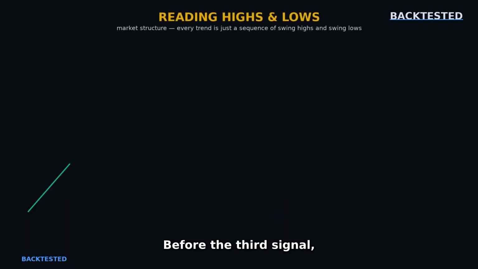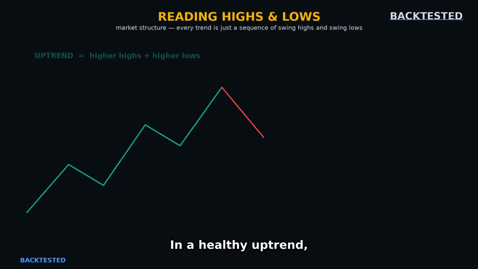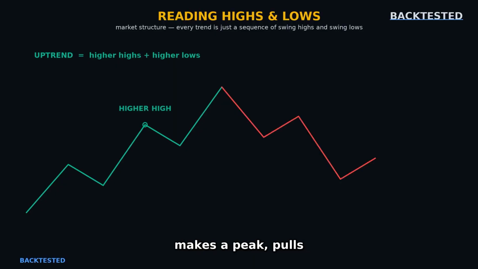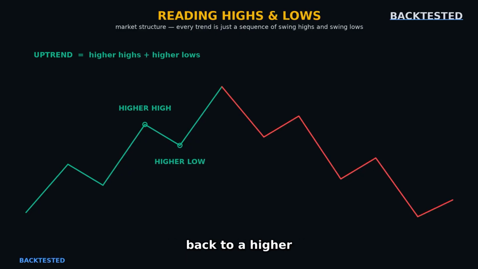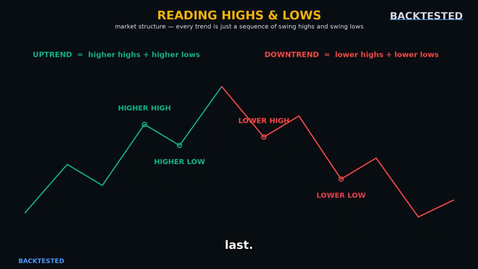Before the third signal, one foundation, swing structure, because the term only makes sense once you see it. Markets don't climb in a straight line. In a healthy uptrend, price steps upward. It makes a peak, pulls back to a dip, then pushes to a higher peak, and pulls back to a higher dip. Each peak taller than the one before, each dip shallower than the last.